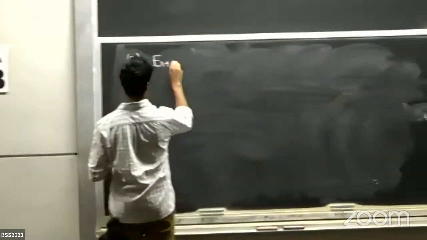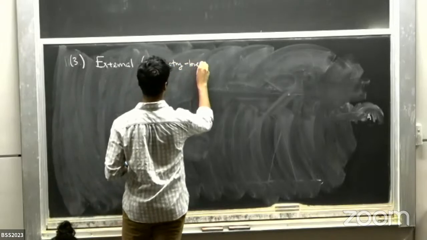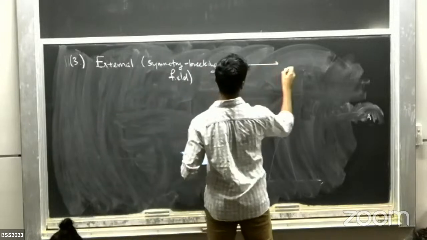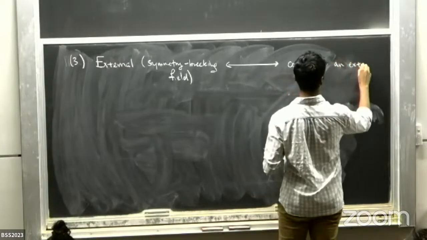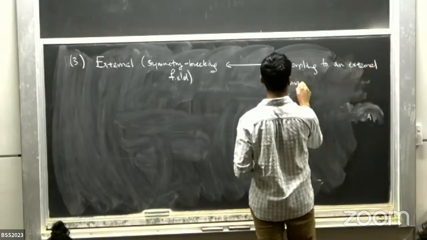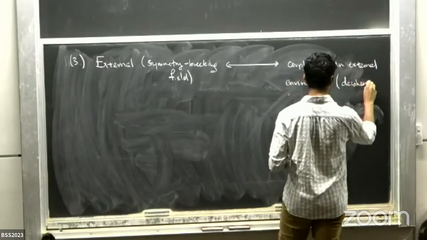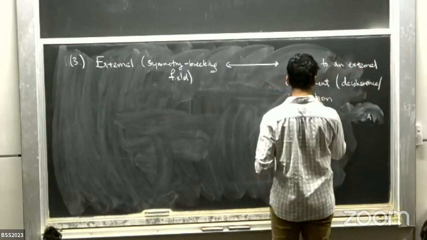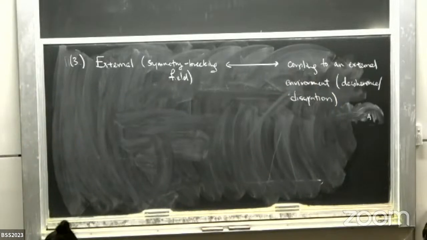The third is, well, what about an external magnetic field? A symmetry-breaking field. And we've already discussed how this is like coupling to an external environment. So this is like decoherence or dissipation. So the full state of the system is no longer pure. And you can use this to gain some intuition about how the entanglement should behave.